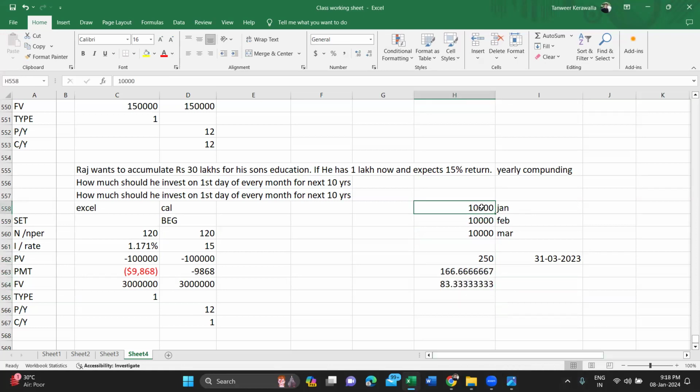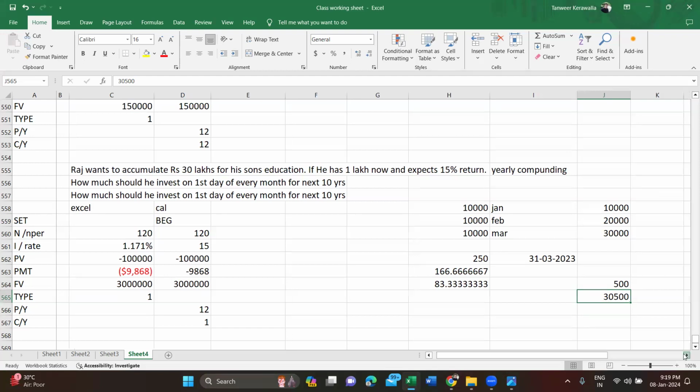So your balance in January will be 10,000. In February, it becomes 20,000. In March, it becomes 30,000. And then 500 rupees interest is added. After March, it becomes 30,500. So next year onwards, on 30,500 you will get interest for the whole year. So the compounding is happening only once in the year, as compared to monthly compounding.